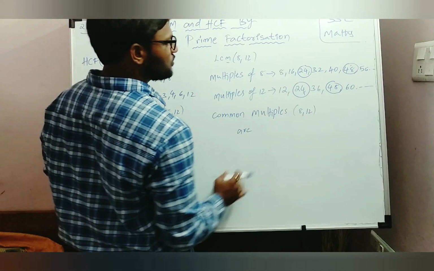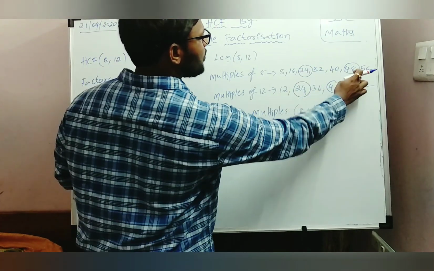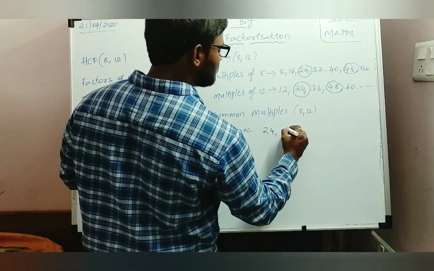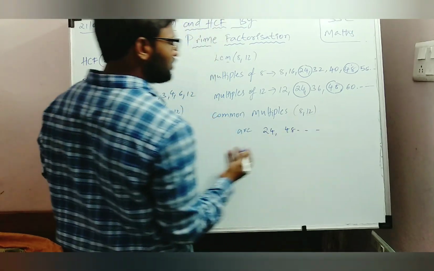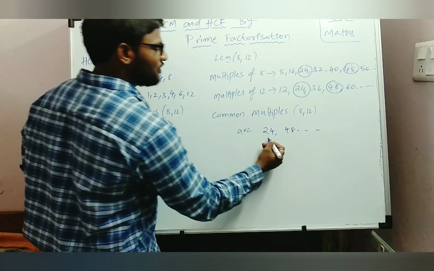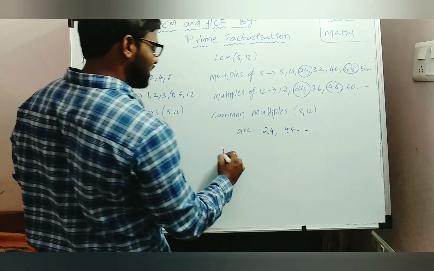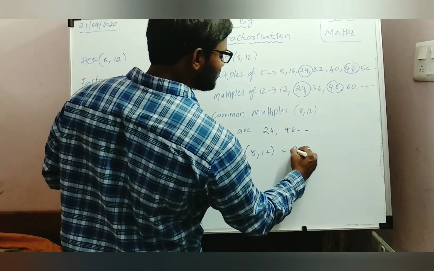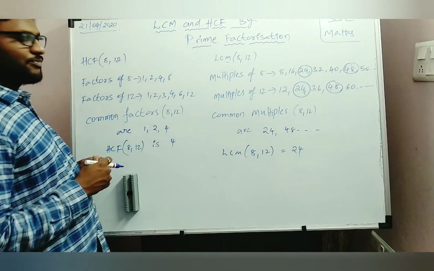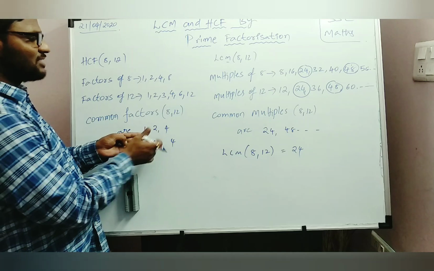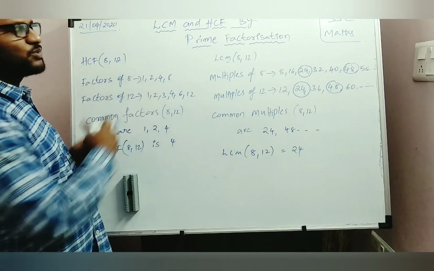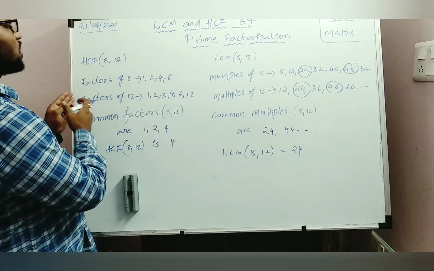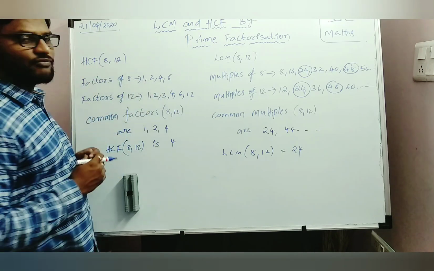Next, common multiples. What are the common multiples? 24 is a common multiple, 48 is a common multiple. So I am writing the common multiples: 24 and 48. Next, the least common multiple. The first number is the least one. So LCM of 8 and 12 is 24. So HCF is always lesser than the LCM of the same two numbers. This is the actual meaning of least common multiple and highest common factor.